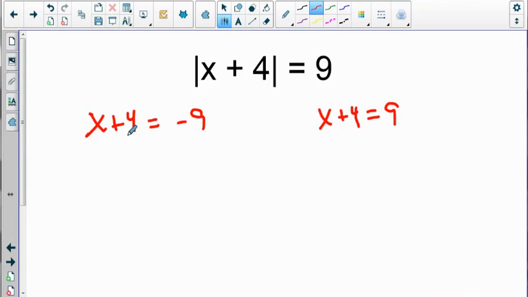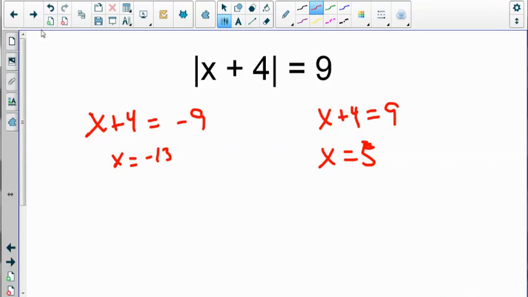And then we just work both sides. So we're going to take 4 away from both sides. You know that 4 minus 4 is 0. Well, -4 minus 4, that's the same thing as 4 to the left of -9 on the number line, which is going to be -13. So there's that part of it. Over here, we're going to take 4 away from both sides again. 4 minus 4 is 0. And on the right, 9 minus 4 is 5. So there's your answer. x can either be -13 or x can be +5.